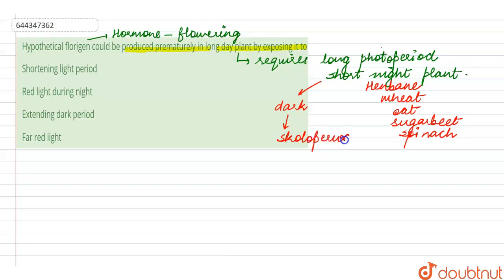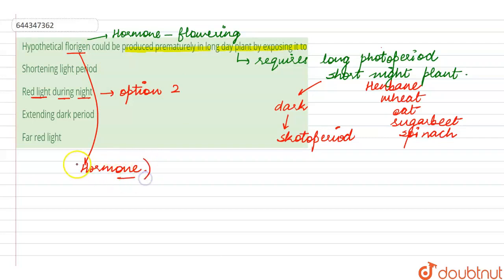So when a long day plant is placed during the night, that means the night will be short, but if the night is interrupted by a flash of red light, then it can be made to flower by the induction of synthesis of this hormone which is called florigen, and this is the hormone which is responsible for the initiation of the flowering process.